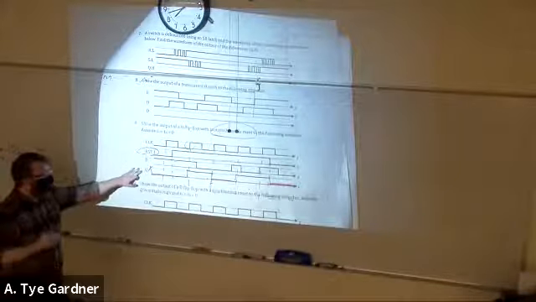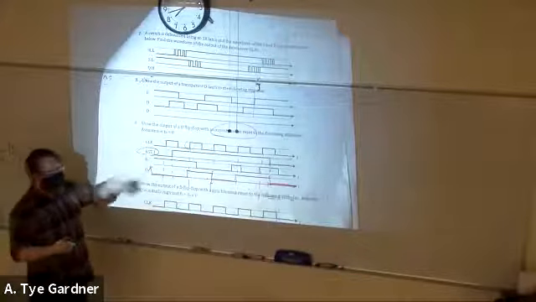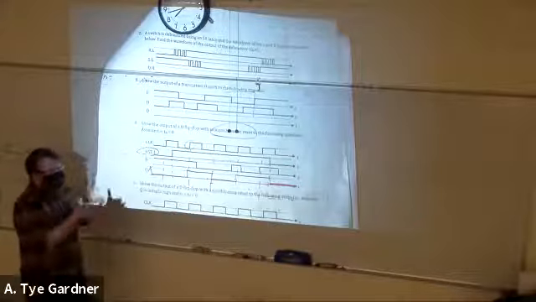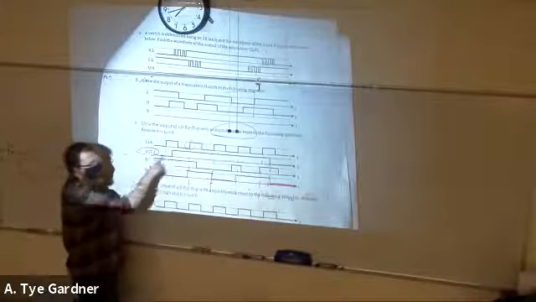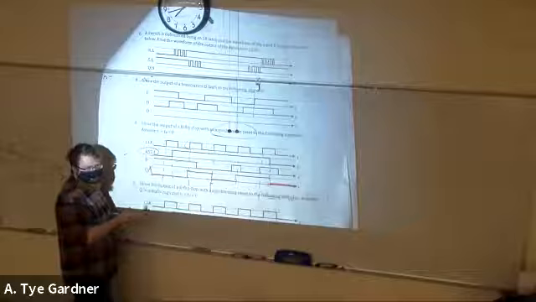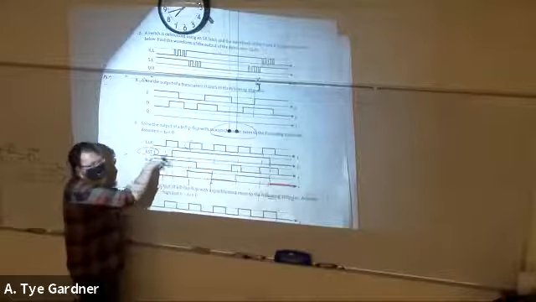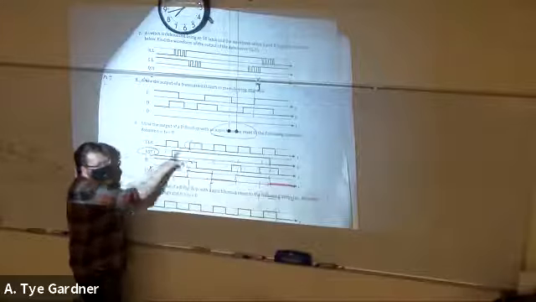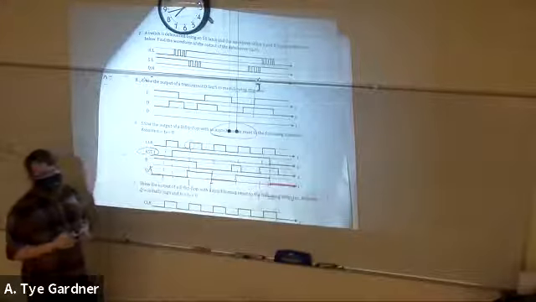Q is 0. Otherwise, on rising edge of clock, update it, right? We don't write logic that says if rising edge of reset, right? We never did that in those examples. So we don't care that that happened. It's just that now that we're no longer resetting, we can respond to that rising edge.